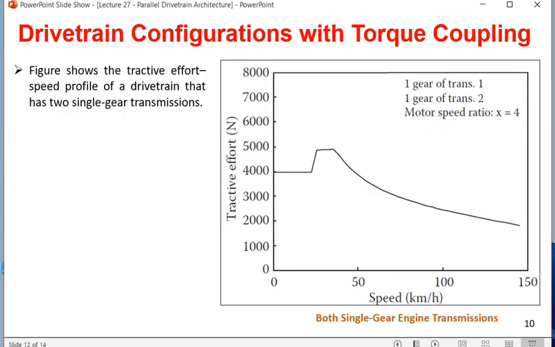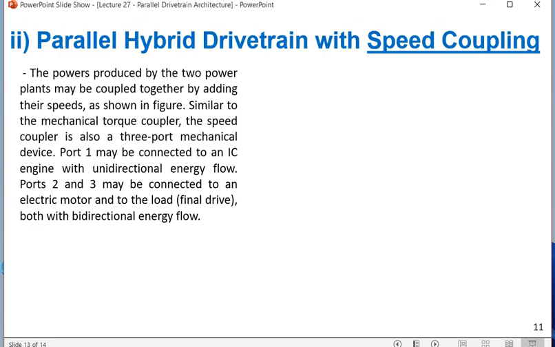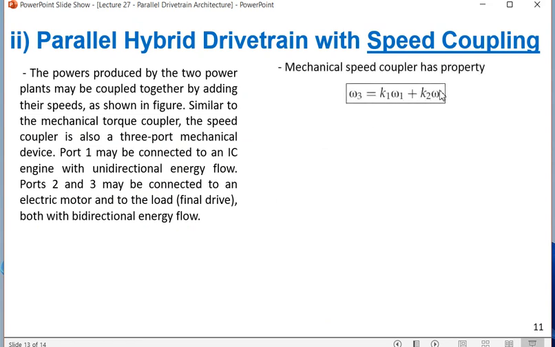Next we are going to see speed coupling. Only two slides are there, this slide and the next slide. What is speed coupling? The mechanical speed coupler has the property omega 3, that is the speed given to the transmission, equal to k1 omega 1, where omega 1 is the speed of the engine, plus k2 omega 2, where omega 2 is the speed of the electrically driven motor, and k1 and k2 are proportionality constants.